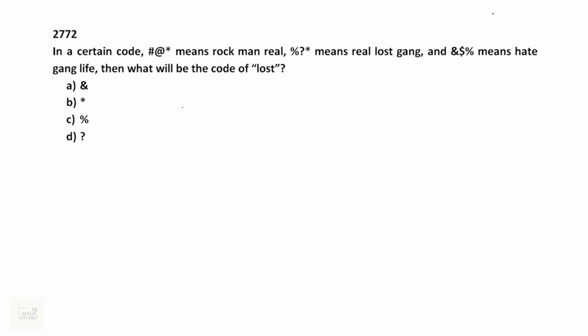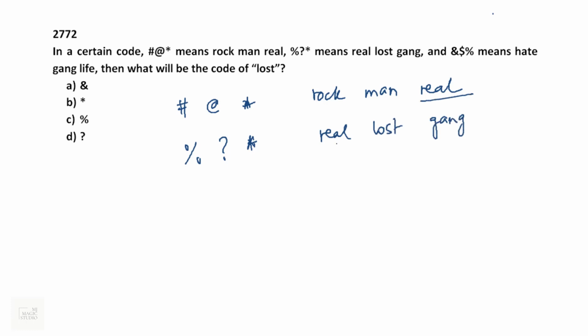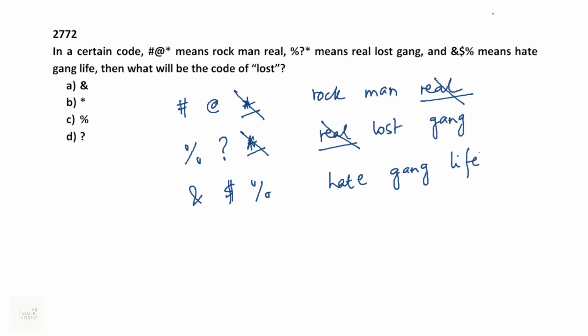In a certain code, hashtag @ means rock man real. Percentage * means real lost gang. That means real is asterisk gone, and symbol dollar and percentage means hate gang life.